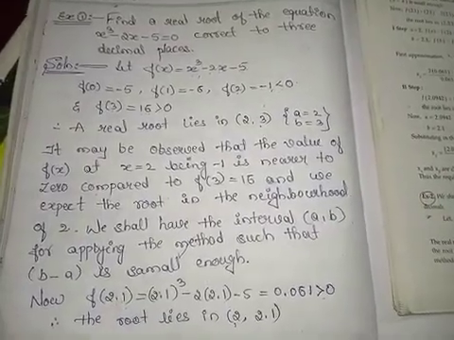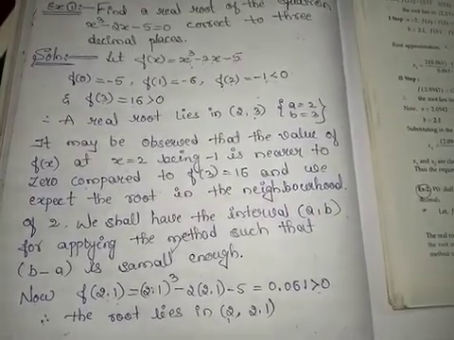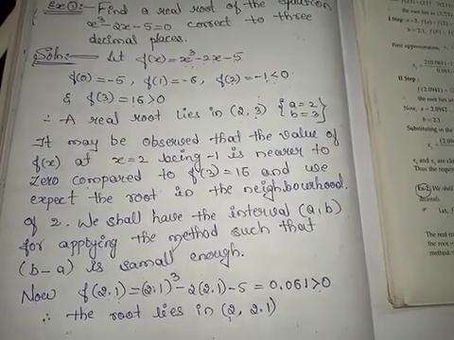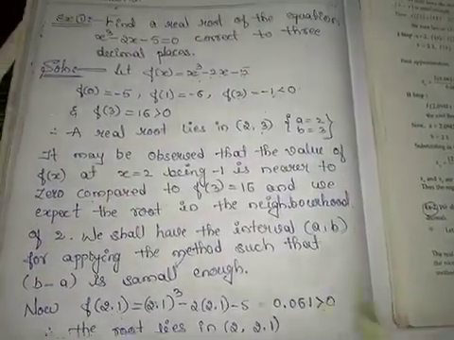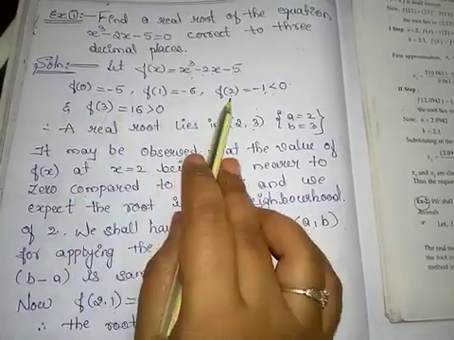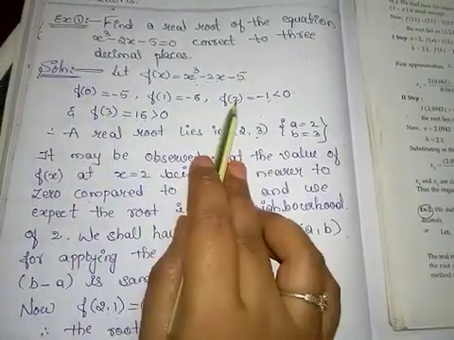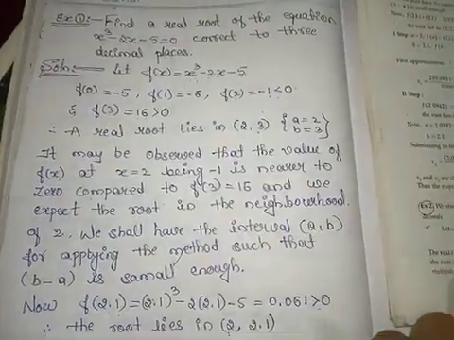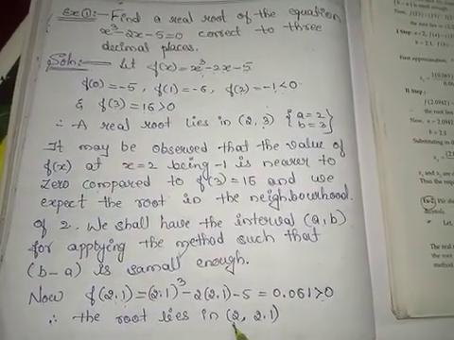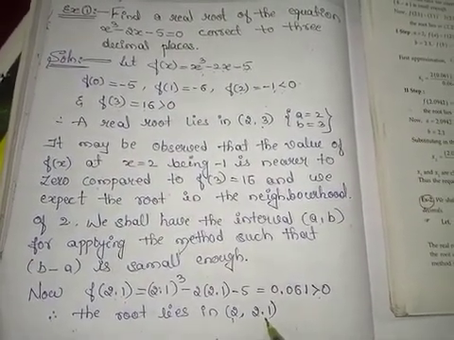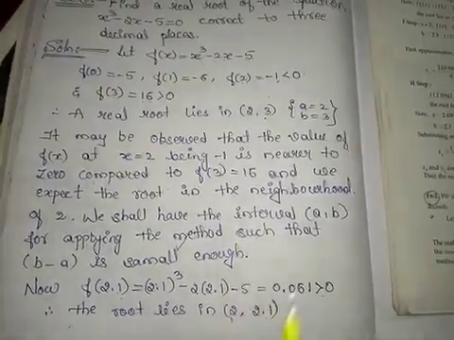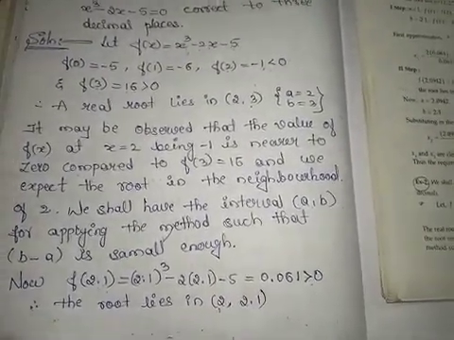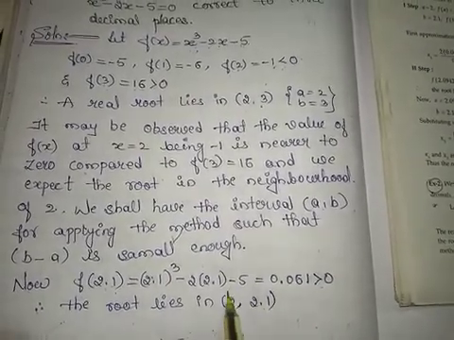When we get f of a into f of b, we will get a value less than 0, and here b minus a should be small enough. When we consider b minus a, meaning 3 minus 2, the value is 1, right? When we take a as 2 and b as 2.1, we get 2.1 minus 2 is 0.1. As compared to 1, 0.1 is small enough, so we have to consider the interval as 2, 2.1.